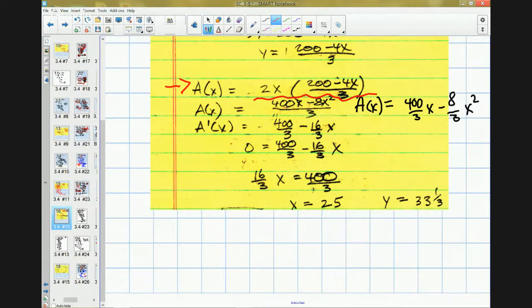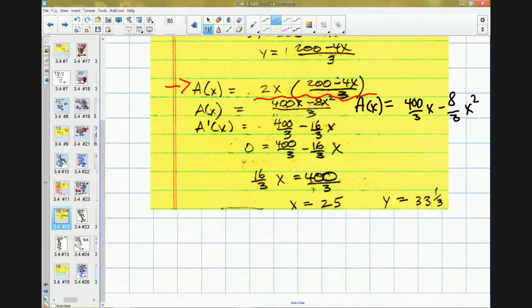which I simplified. I multiplied everything through by 2x. 2x times 200 is 400x. 2x times negative 4x is negative 8x squared. I hope you can see that there on the top. And we still have that 3 on the bottom. Okay, then I split it up.